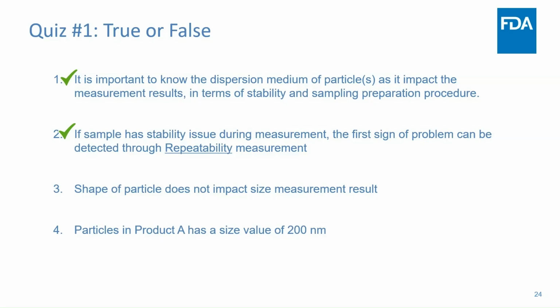How do you know as a reviewer there's a problem? You will not be able to see, in the lab, how the company is doing the measurement. What you will see is the results provided to you, maybe the repeatability measurement. And you see that from the first run to the last run, the size is becoming smaller progressively with time. That is an indication there's some problem with sample stability. So again, it's true that a sample stability problem can be detected through repeatability measurement.